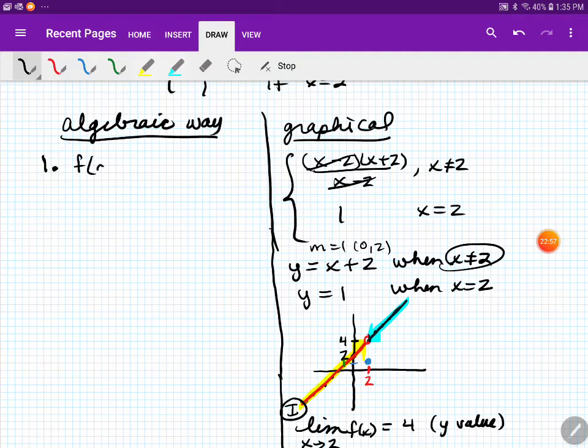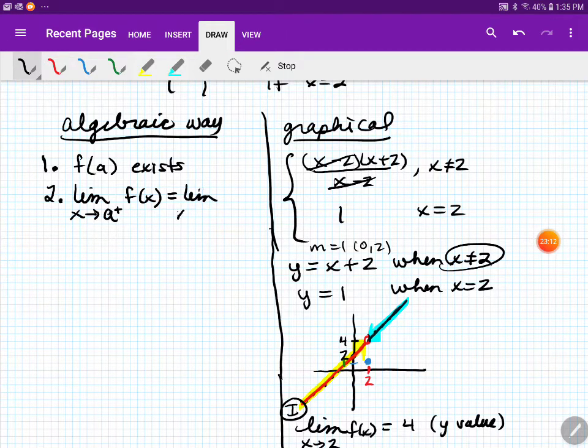But f of a exists. This is the 3-step process for continuity. The limit as x approaches a from the left side has to equal the limit as x approaches a from the right side. The right side is the positive one, so this one's called the right side, and this yellow one is called the left side. That actually corresponds with the graph that I drew in the other one, but you don't have to draw a graph to do these.